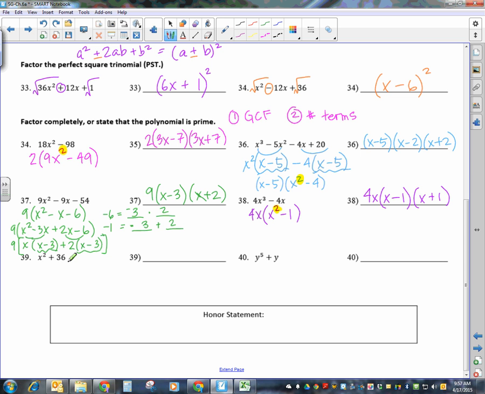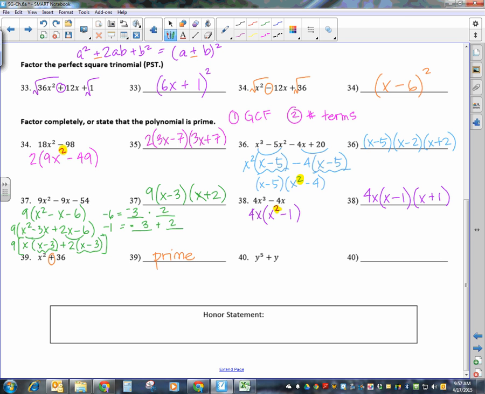Okay? Two terms. They are both squared, but this is not a minus sign. So this answer is prime.